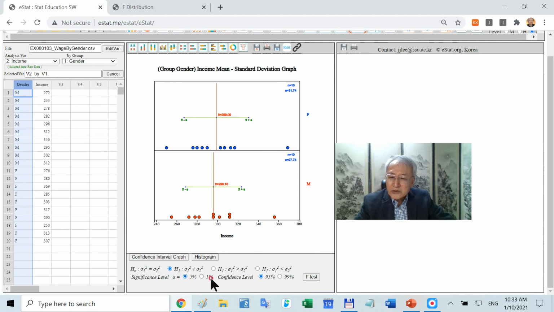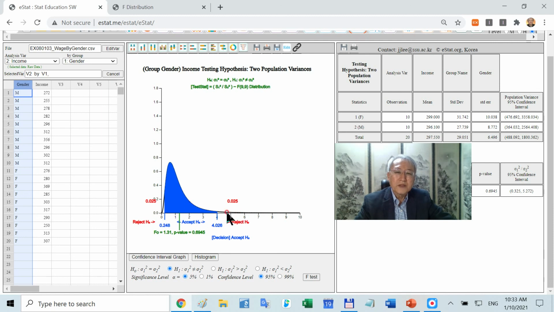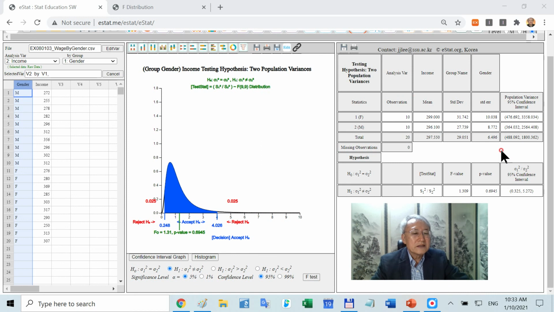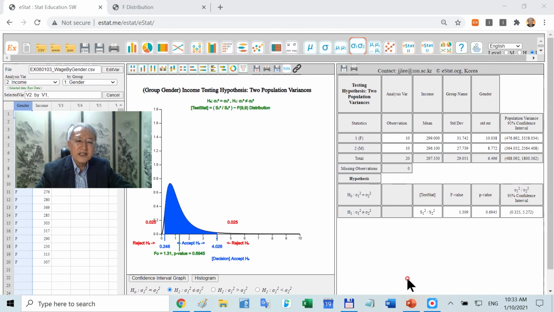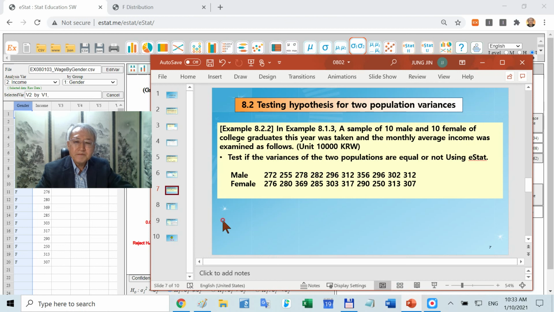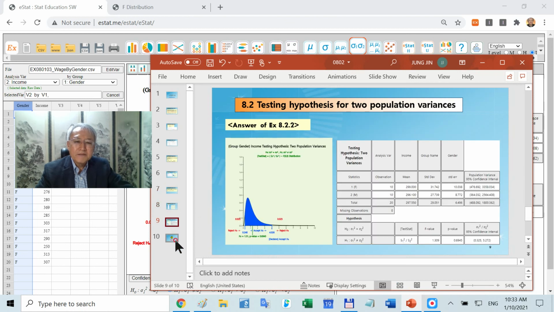You can select one of these, select the significance level, and click F-test. It will give you the F distribution, where the test statistic is, and they calculate the p-value. You have the corresponding output in the log area. As long as you understand that the sample variance ratio is the criterion, the rest you can do using E-Stat easily to get an answer. These are the practices we have done.